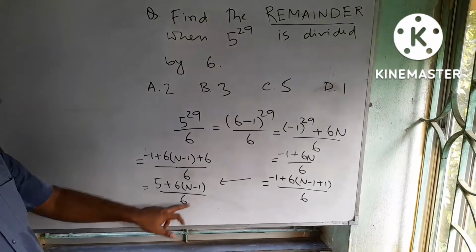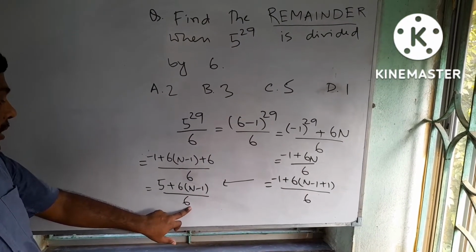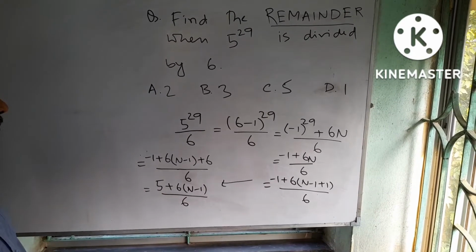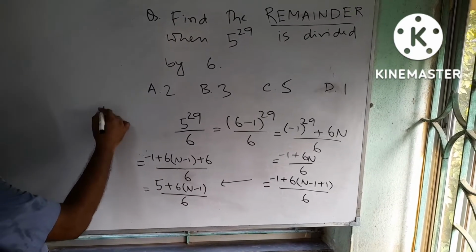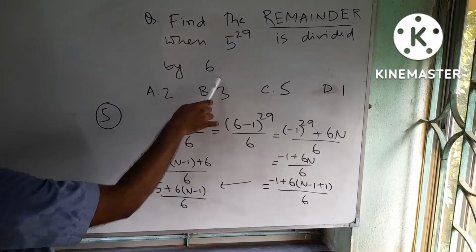Okay. 6 into (n minus 1) is divisible by 6. So the remainder is 5. Okay, so the answer is 5. The question was to find the remainder when 5 to the power 29 is divided by 6.